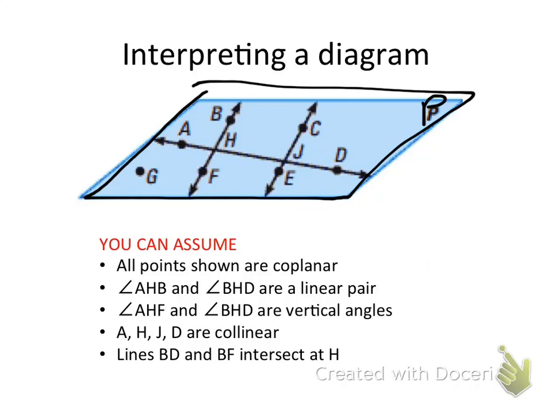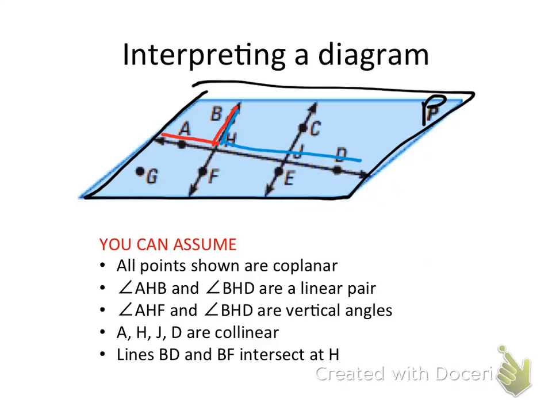Okay? Second thing, based on the way they're drawn, angle AHB, that's going to be this angle right here, AHB. And the angle BHD, okay, that's going to be this angle right here, BHD. Okay? Because they make a line AD, then they are, of course, a linear pair. Okay? You don't have to be told that they're a linear pair. If they make a straight line, then you can assume they're a linear pair. Okay? Also, angle AHF.